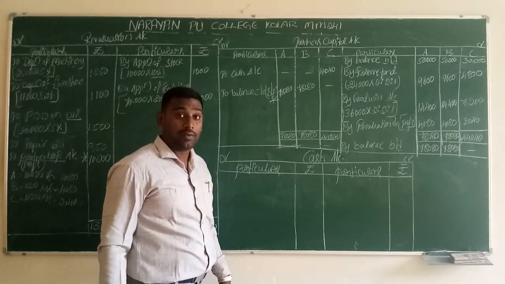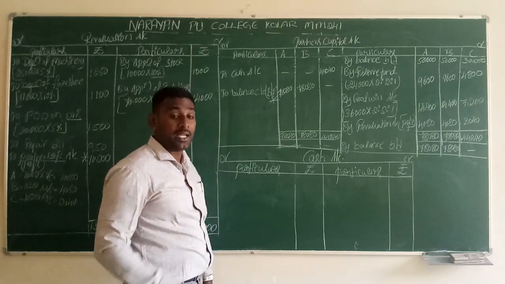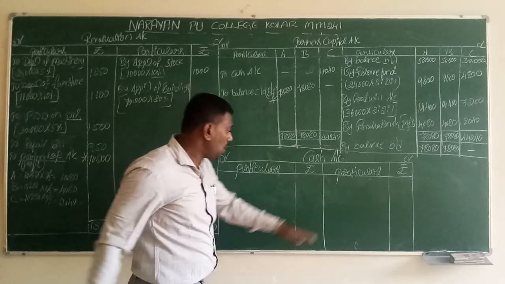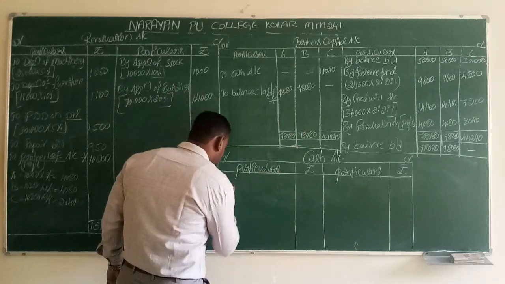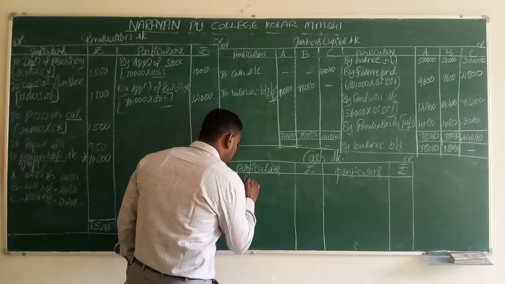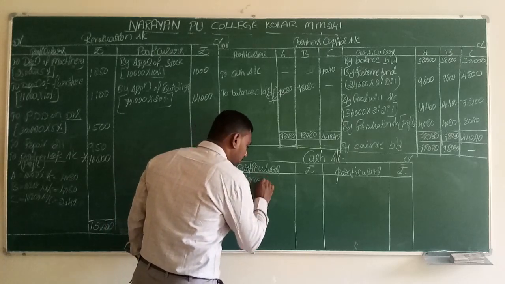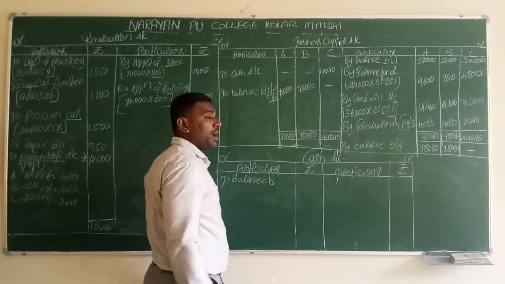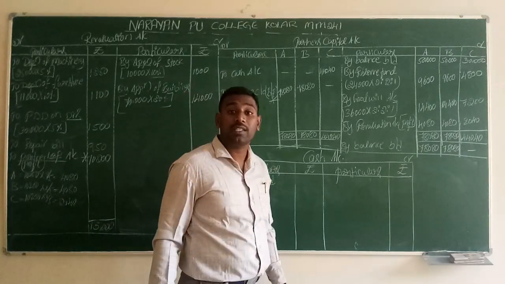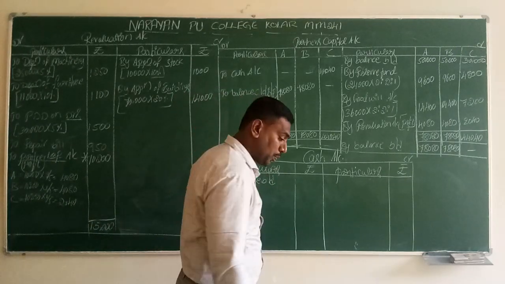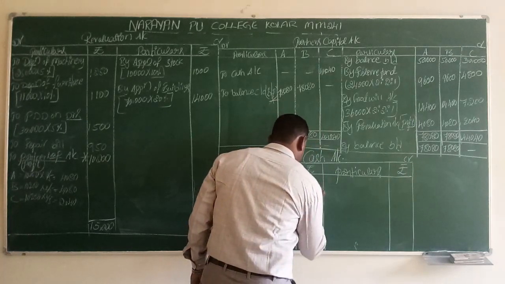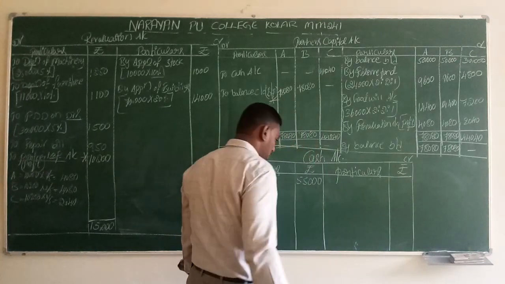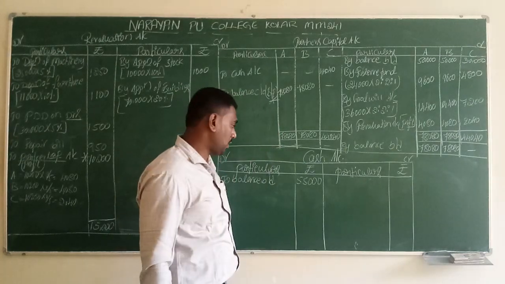Cash was given in the previous balance sheet on which side? The right hand side. Now we transfer it to the left hand side of our account. So we write to balance brought down. The cash balance available in our previous balance sheet is rupees 55,000. So we have cash of rupees 55,000.